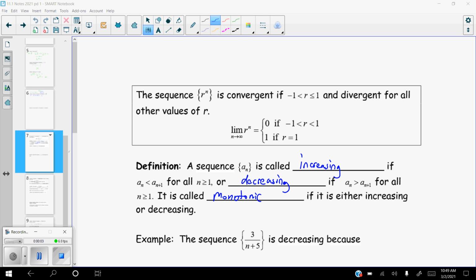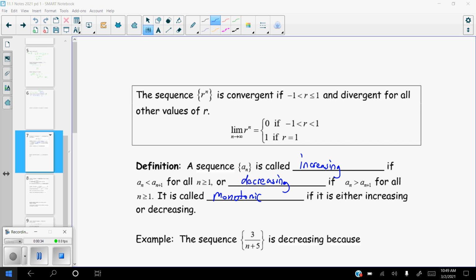All right, so this video is finishing up 11.1. Just going to recap this definition here before we actually go into the problem. The definition is a sequence a sub n is called increasing if a sub n is less than a sub n plus 1, meaning that all current terms are less than the next term, or another way to say it, the next term is always bigger than the current term, in which case something would be increasing.